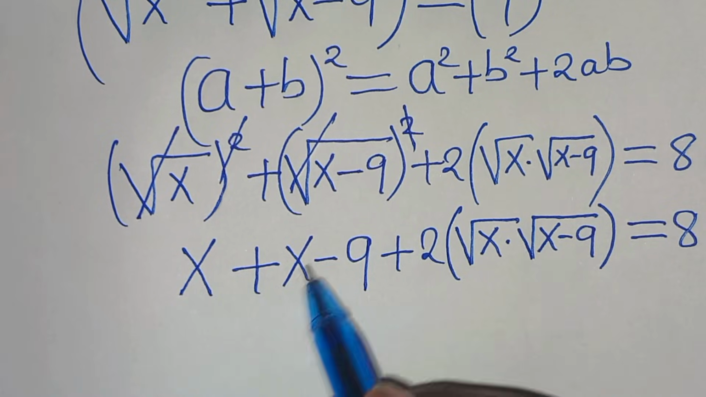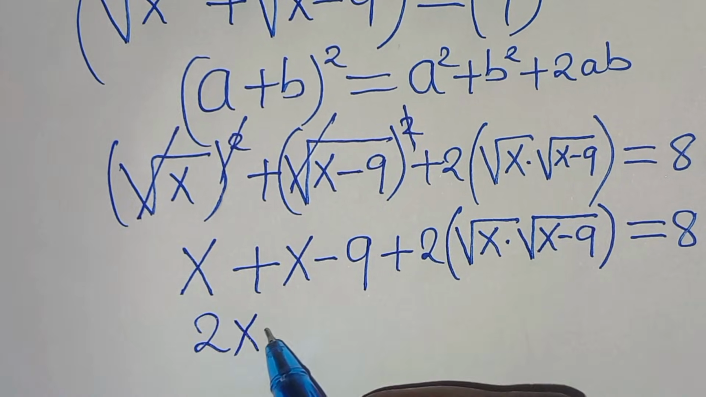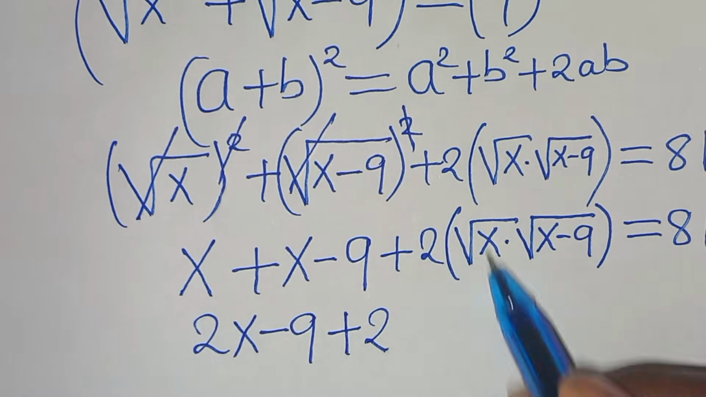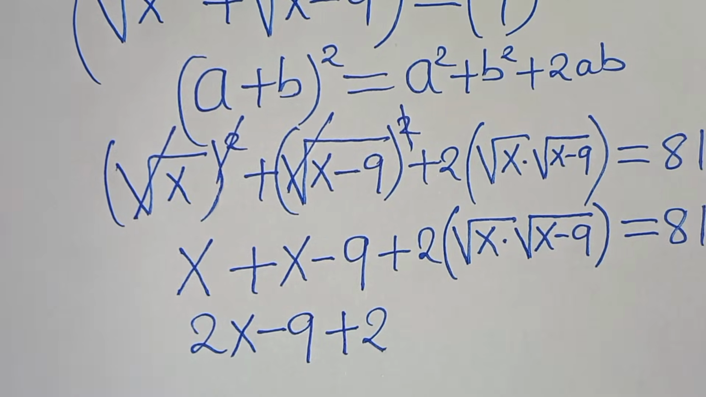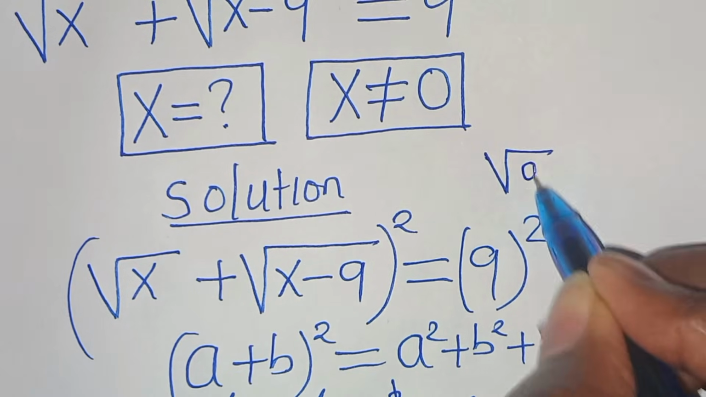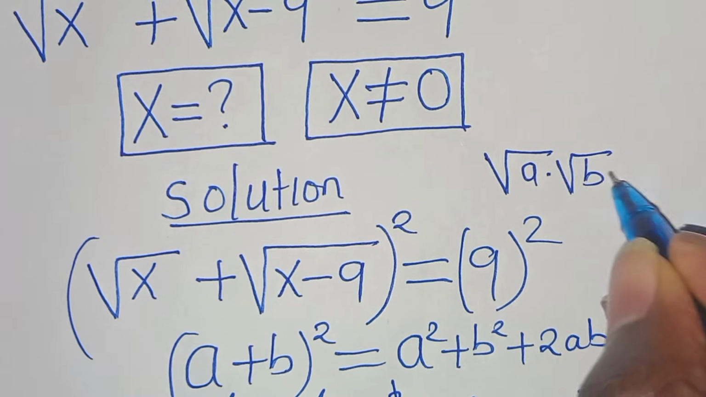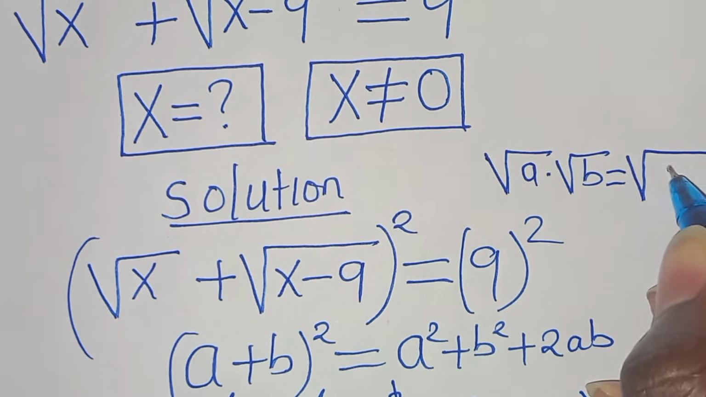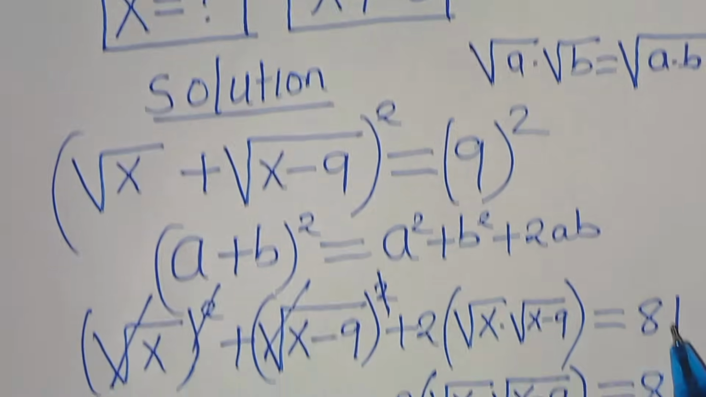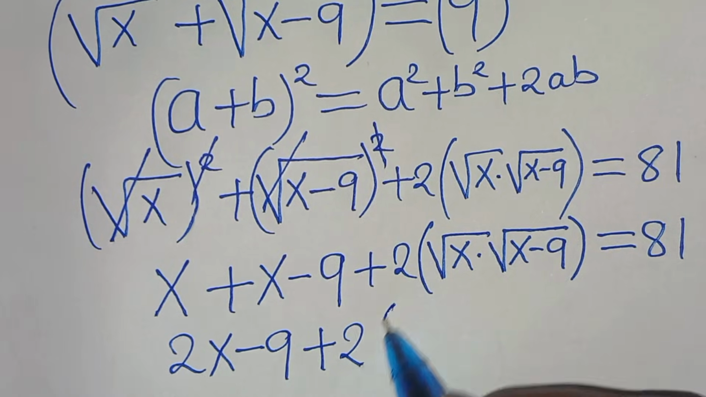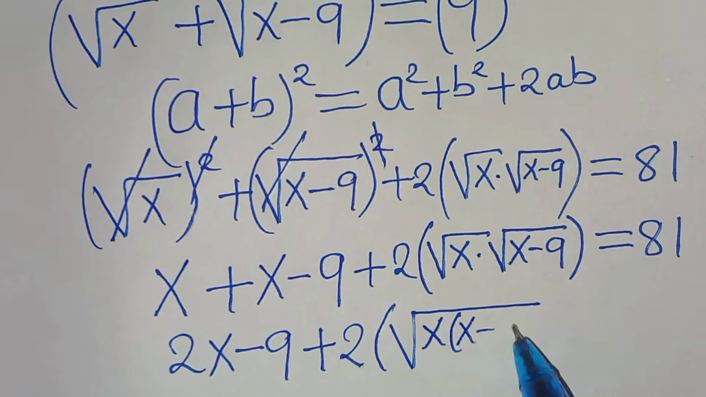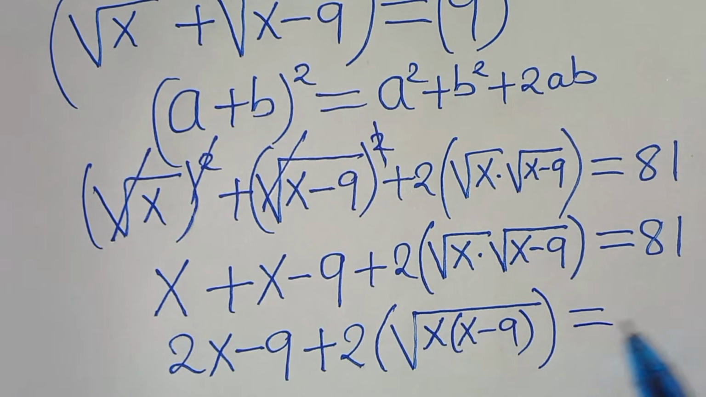The next step is that x plus x is 2x, subtract 9, then plus 2. Now, the square root of x times the square root of x minus 9 is in the form of the square root of a multiplying the square root of b, which we can express as a single square root of a multiplying b. Applying this property, we have 2 into the parentheses, a single square root of x multiplying x minus 9. This is equal to 81.